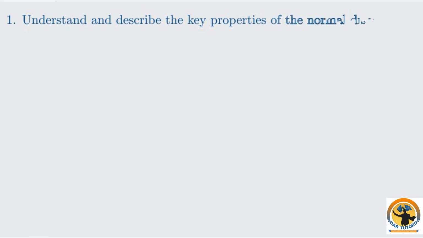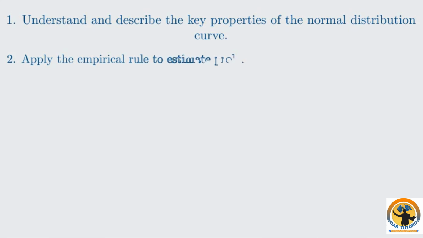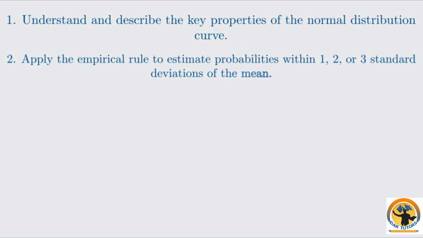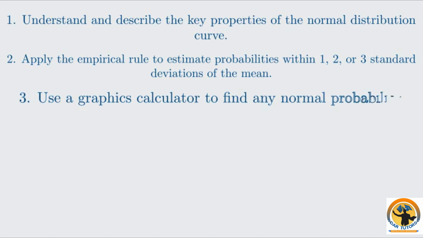This lesson is specifically designed for IB mathematics analysis and approaches higher-level students. By the end of this video, you will be able to, first, understand and describe the key properties of the normal distribution curve. Second, apply the empirical rule to estimate probabilities within 1, 2, or 3 standard deviations of the mean. And third, use a graphics calculator to find any normal probability.